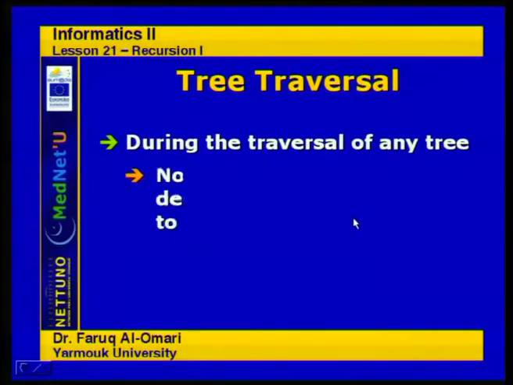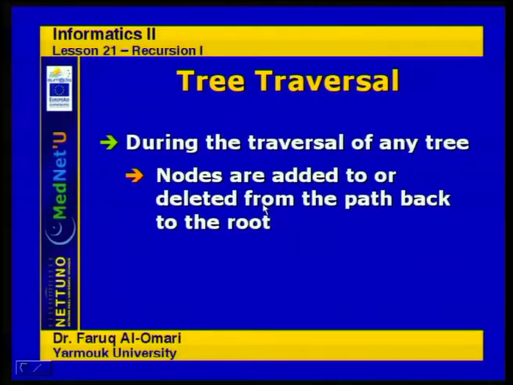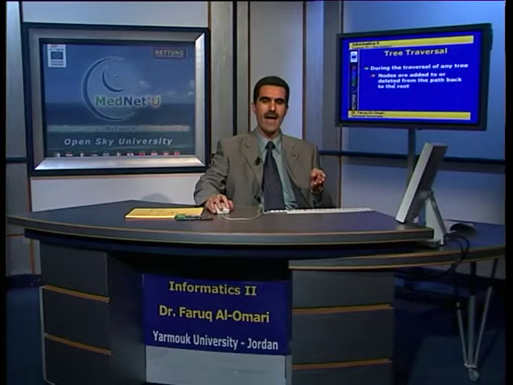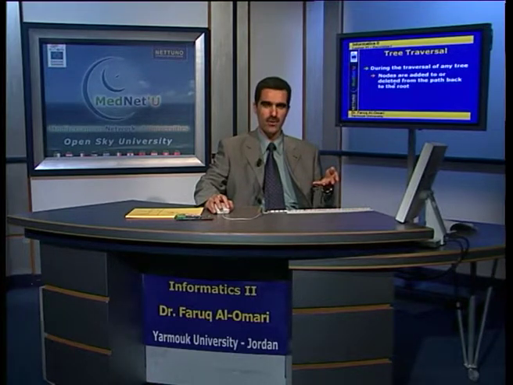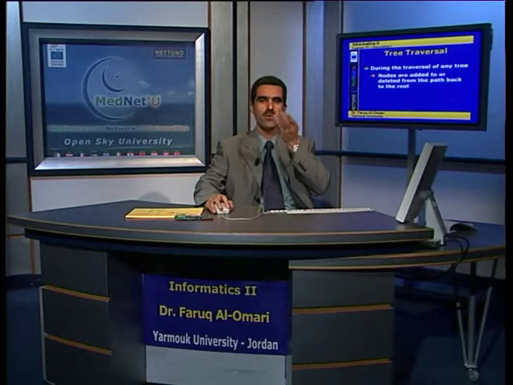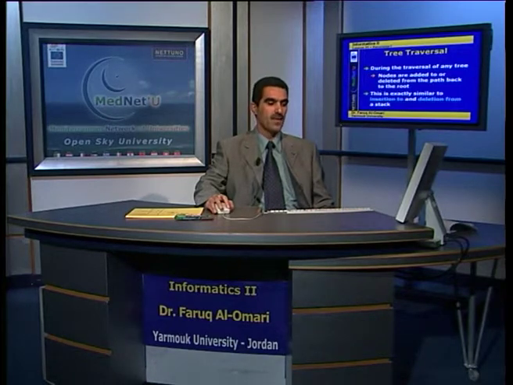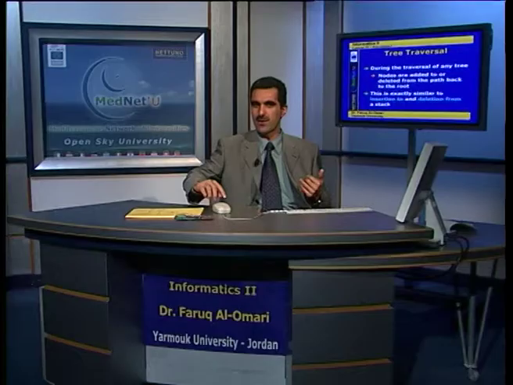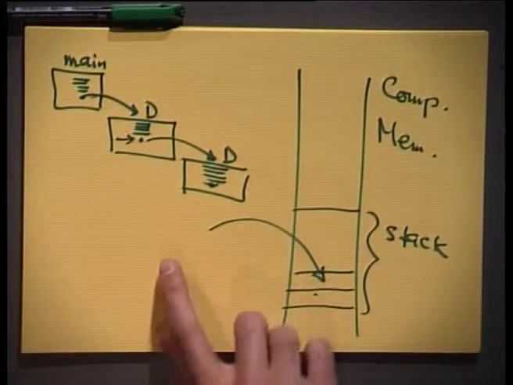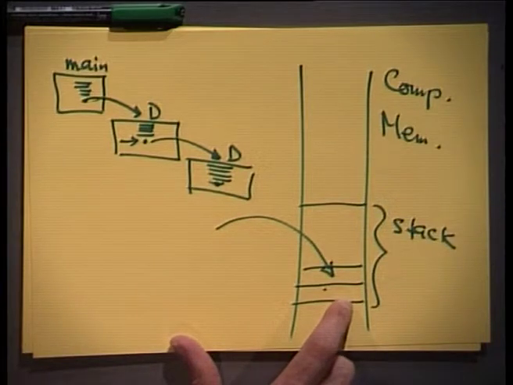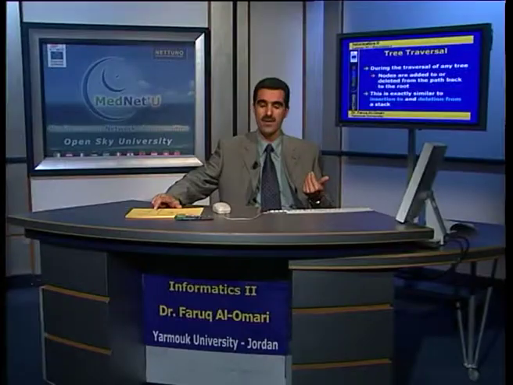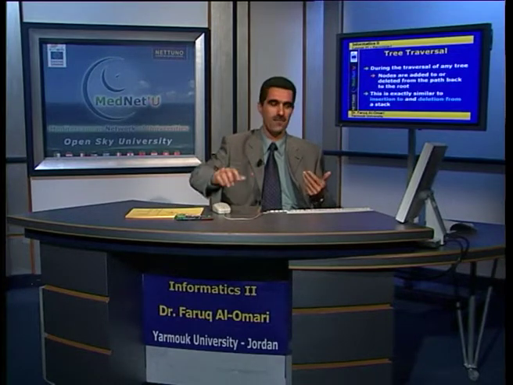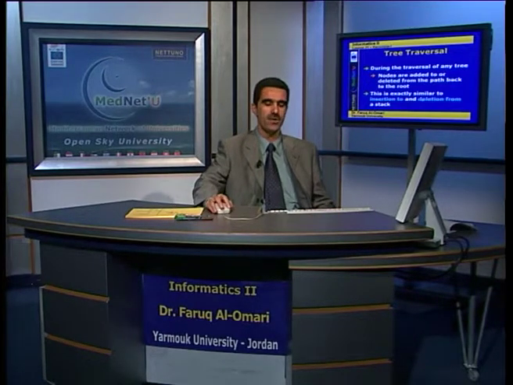During the traversal of any tree, nodes are added to or deleted from the path back to the root. So I add a node whenever there is a new call for a new function, or I delete that node whenever I return. This is exactly similar to insertion and deletion from a stack. Each time I make a call, I add or push something to the stack, and each time I return from any of these functions, I pop something from the stack. So that's like insert and delete from a stack, and we know these operations very well.